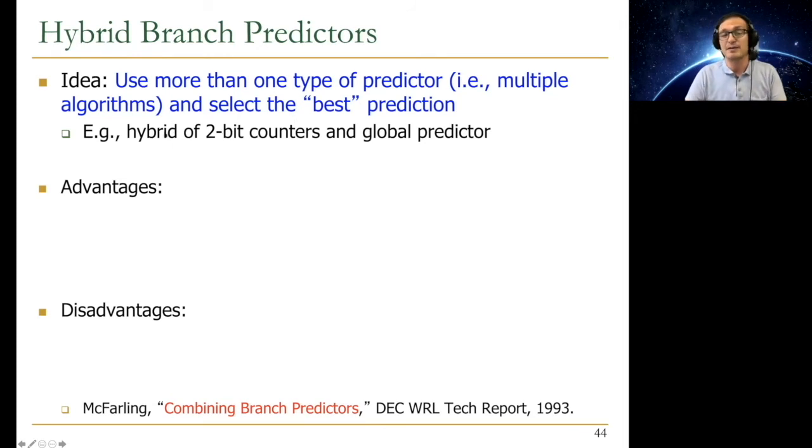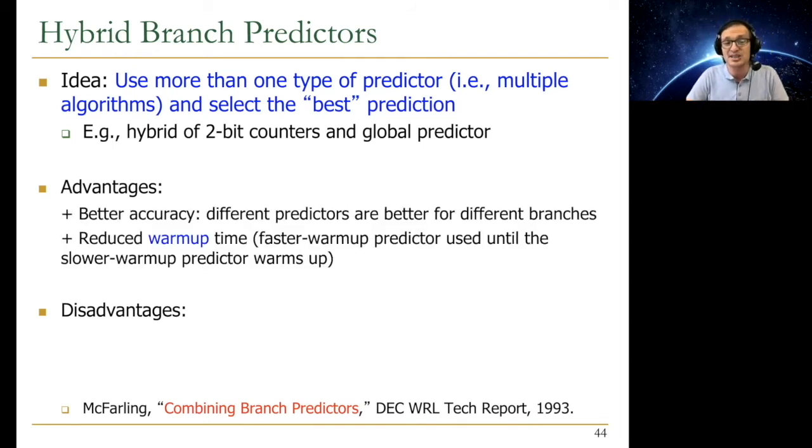For example, we want to use a hybrid of 2-bit counters and global predictor. We want to use a hybrid of 2-bit counters, global predictor, and a local predictor. And maybe we may want to use multiple different types of global and local predictors, and a single 1-bit counter predictor, and a profile-based predictor from the compiler, right? So you could actually be creative in terms of how you organize this.